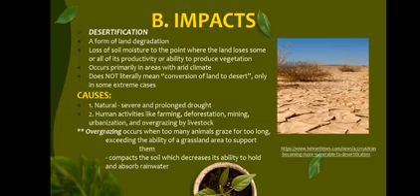Next in line, the causes. The first one is natural: severe and prolonged drought. Number 2, human activities like farming, deforestation, mining, urbanization, and overgrazing by livestock. Overgrazing occurs when too many animals graze for too long, exceeding the ability of the grassland areas to support them. It can be caused by livestock and poorly managed agriculture applications, game reserves, or nature reserves.